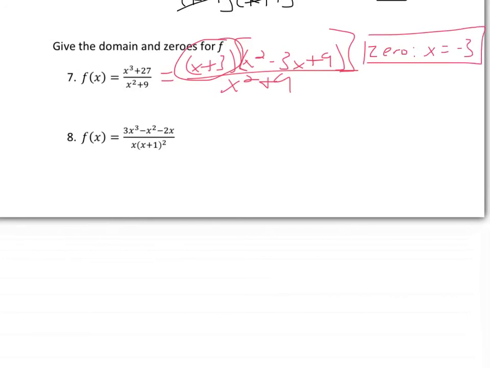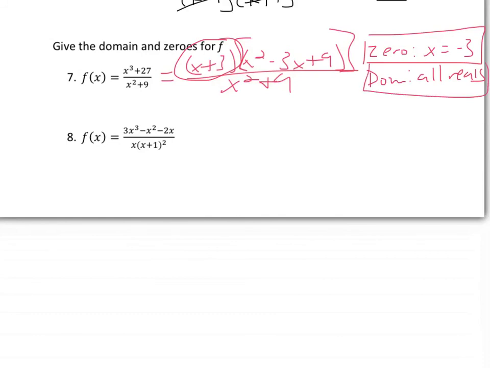Now in order to get the domain, we need to figure out, is the bottom ever going to be equal to 0? Well, x squared plus 9 is never going to be equal to 0, so the domain is just all real numbers. Okay, all real numbers works just fine.